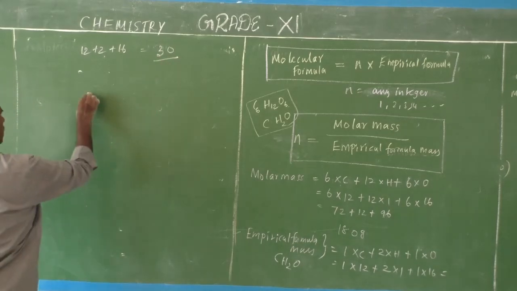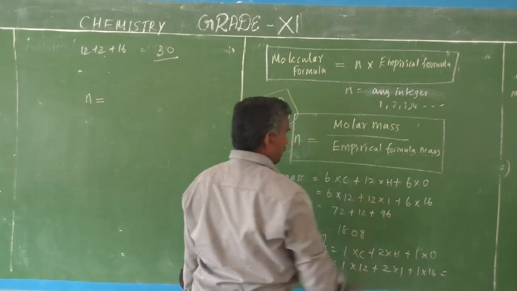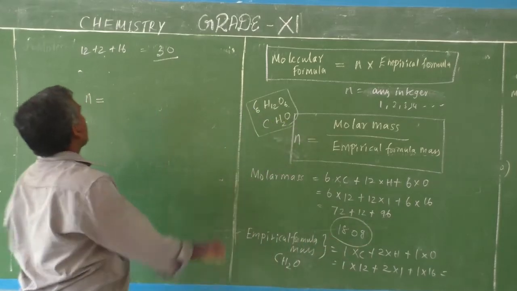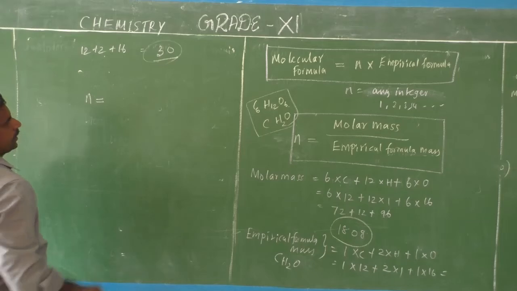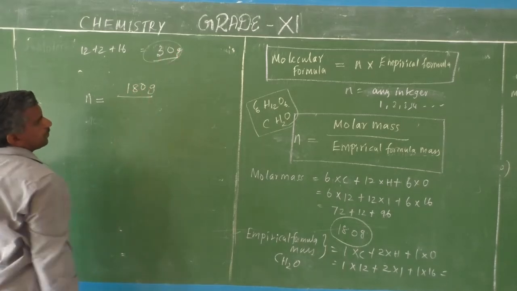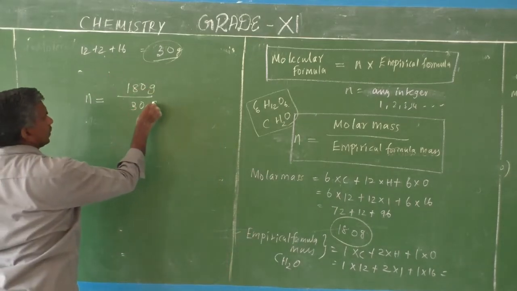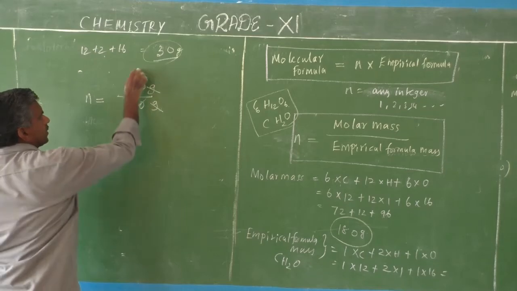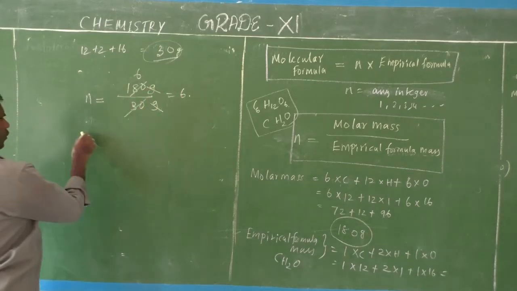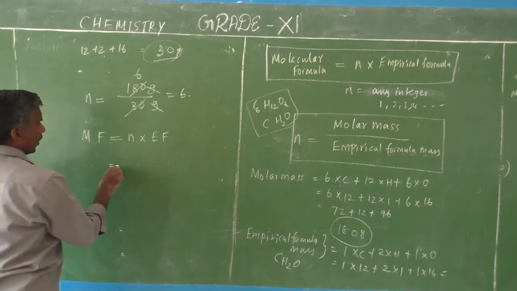Now find the n value. What is the formula? Molar mass divided by empirical formula mass. The molar mass is 180 grams and the empirical formula mass of glucose is 30 grams. So 180 grams divided by 30 grams, the grams cancel, and that is 6. The n value is 6.